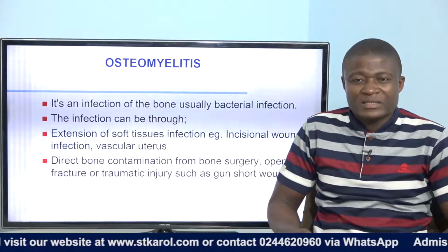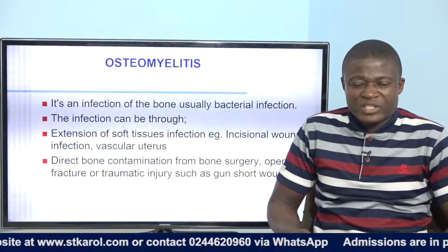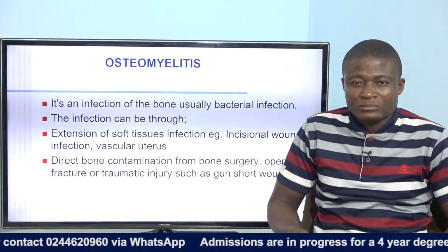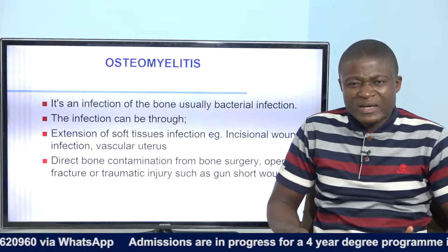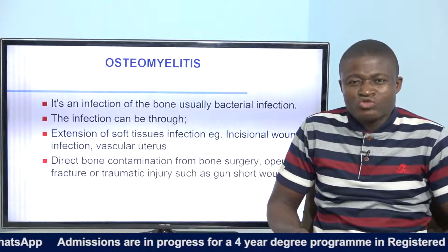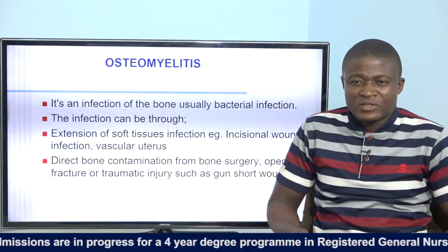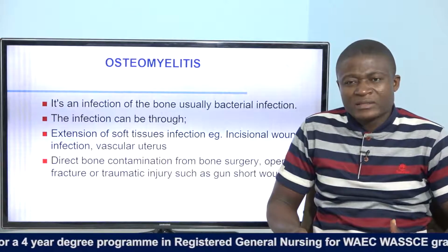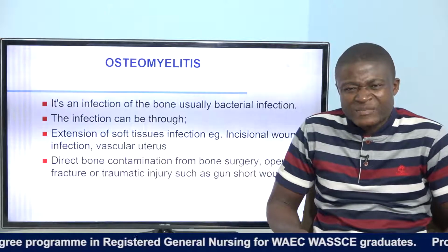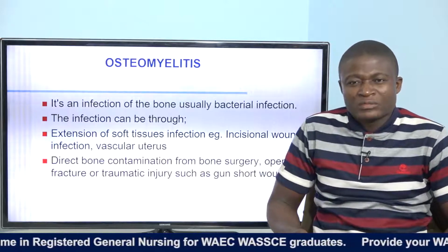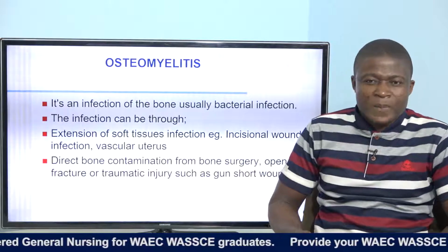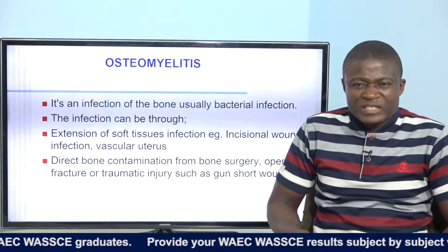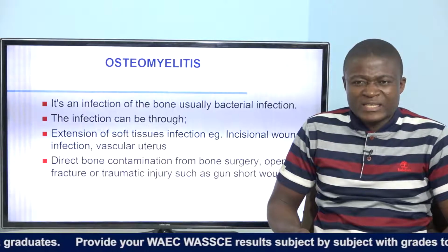And what I'm saying is, these can be caused by infections by bacteria or even other organisms, but mostly by bacteria. And we're saying that the bacteria can get access to the bone through extension from soft tissue infection. So you have infection of some soft tissue, and then this has been able to get transmitted to the bone. And as a result of this, the bone gets infected. Direct bone contamination from bone surgery, open fracture or traumatic injury such as a gunshot wound.